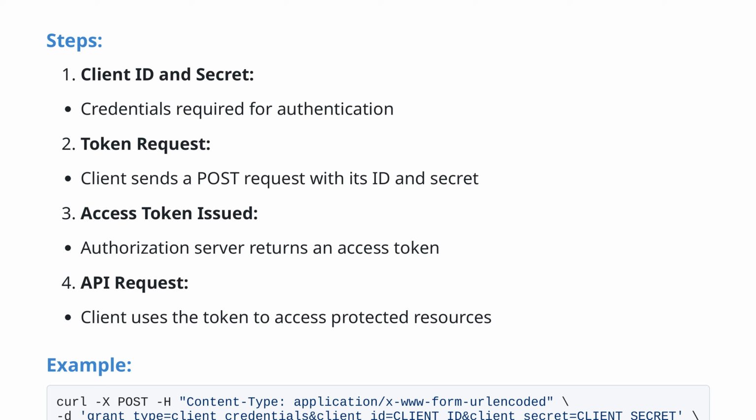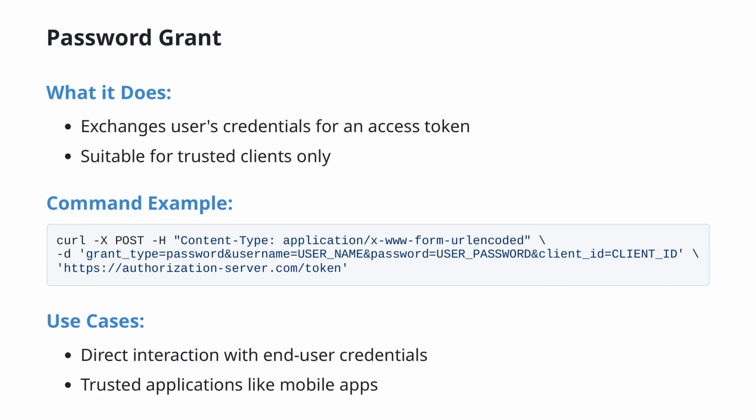authorizationserver.com/token. This command sends the necessary parameters to the authorization server and, upon successful authentication, retrieves the access token for subsequent API requests. By following these steps, machine-to-machine interactions, back-end service authentications, and automated processes can securely access protected resources without requiring user context.